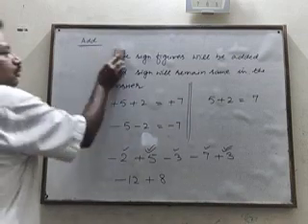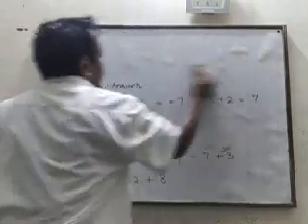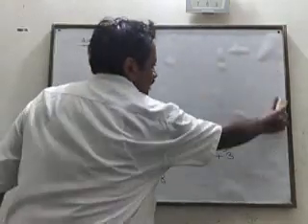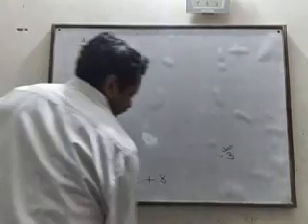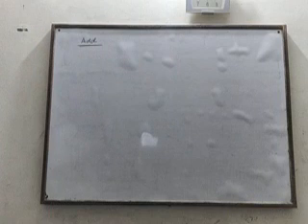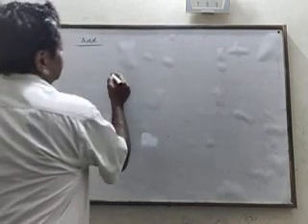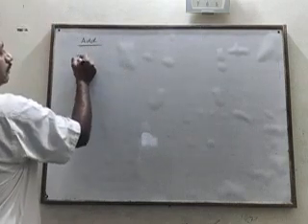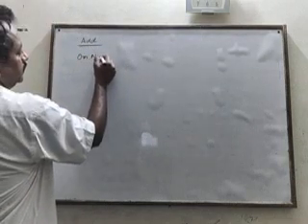Now this is the rule to add the numbers manually or by calculation. Now we will do the addition on the number line.